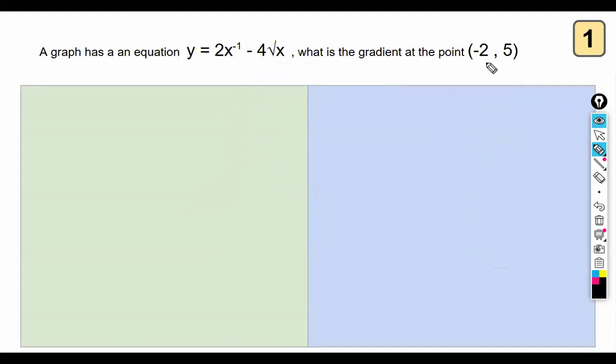So here's the question. We want to find the gradient at this point on the curve, minus 2, 5. Here's the nice thing. We don't even have to care how that graph looks. We could find the gradient at that point without knowing how the graph looks and without even trying to draw the graph. Remember, all points have an x coordinate. The first one is always x, and the second one is always y. So the first step in doing this question is to differentiate this.